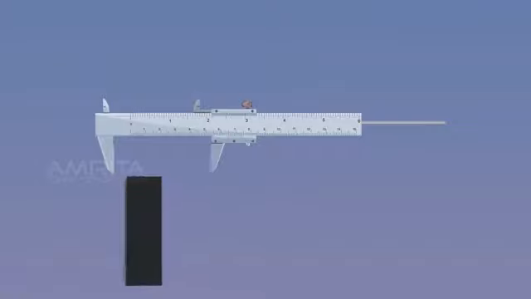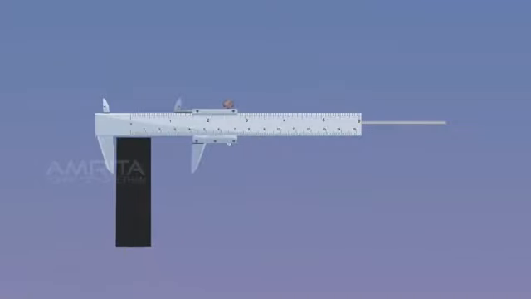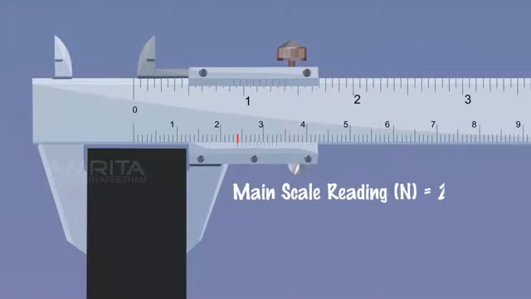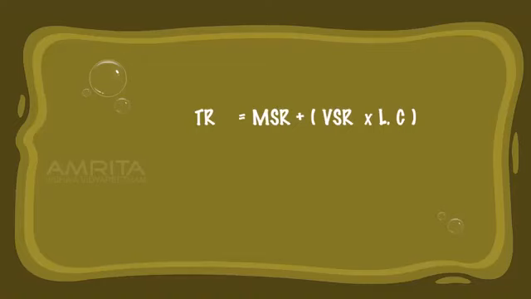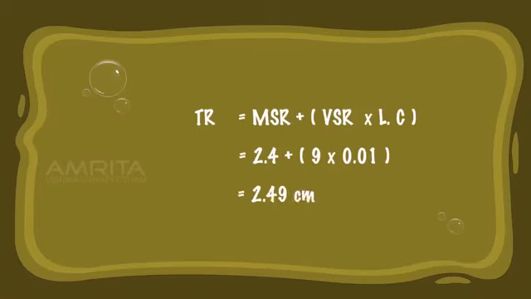Then place the rectangular block heightwise in between the outer measuring jaws of the vernier calipers and note the MSR and VSR reading. Calculation: TR is equal to MSR plus VSR into least count. That is equal to 2.4 plus 9 into 0.01, which is equal to 2.49 centimeters.